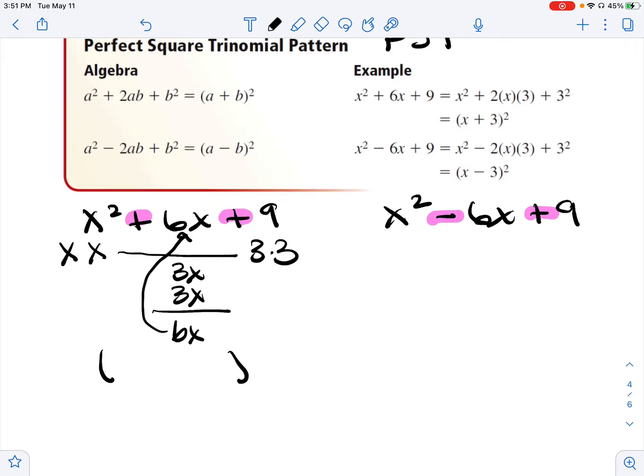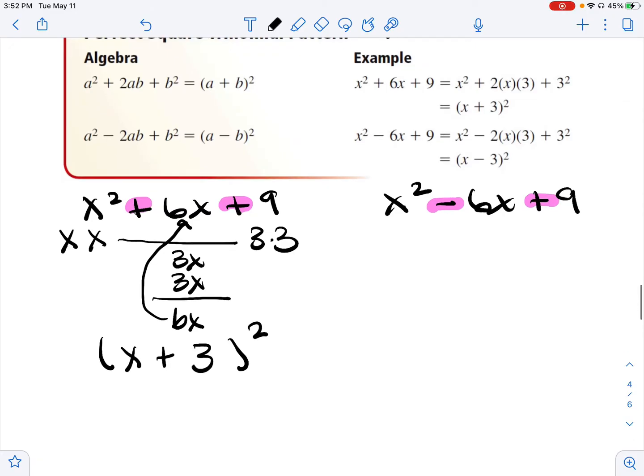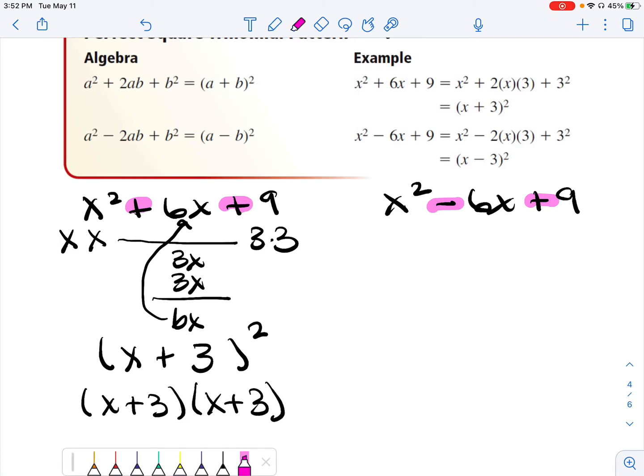And the way you're going to write your answer is going to be the square root of the first term plus the square root of the second term, quantity squared. Now that is the same thing as writing x plus 3 times x plus 3. But this is just the cleaner version of it. So this will be your final answer right here.